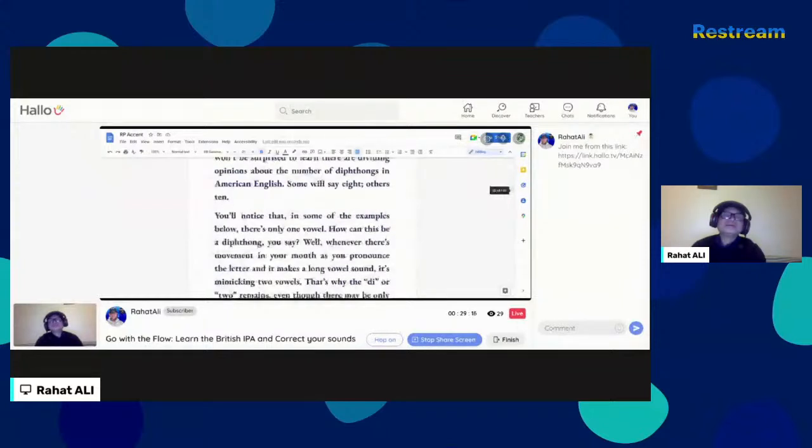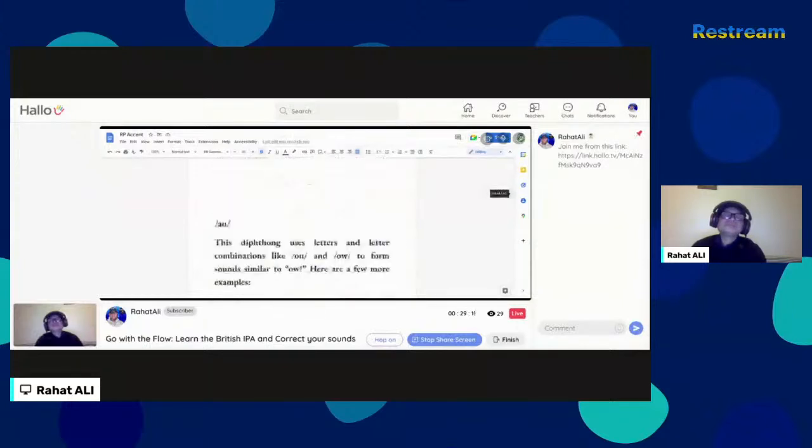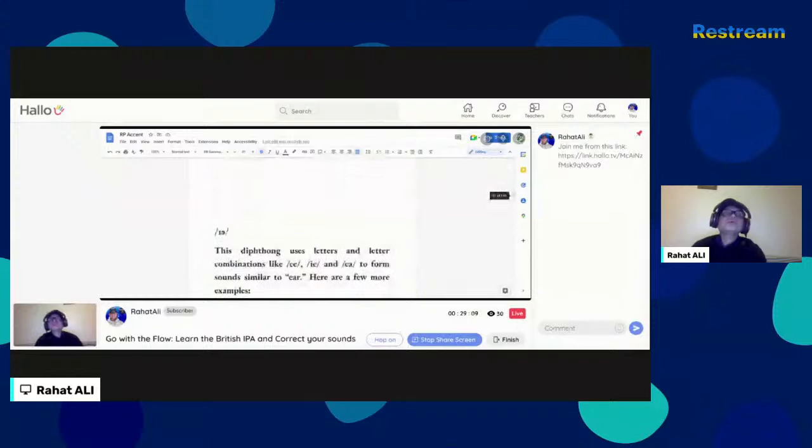We have explained earlier the American diphthongs as well. Let me find out minimal pairs.